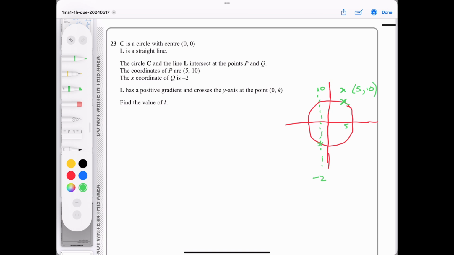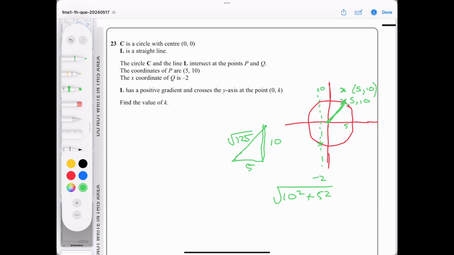So based on this, we can find the radius of the circle. That's what I'm inclined to do right now. The point is 5, 10, which means it goes 5 that way and 10 that way. So the radius is the square root of 10 squared plus 5 squared. So it would be root 125. I'm going to leave that there for a moment.